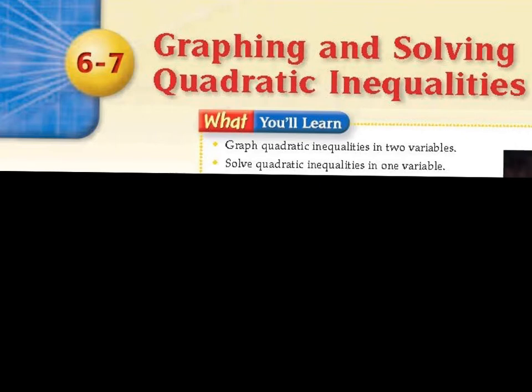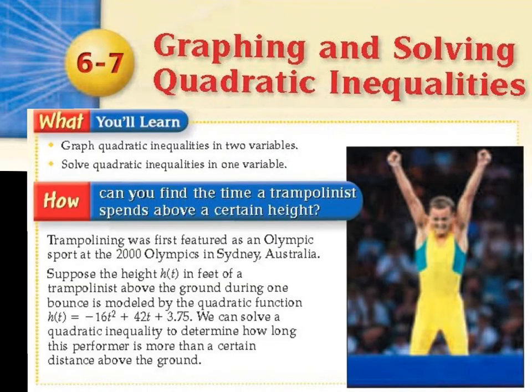In this lesson, you'll learn to graph quadratic inequalities in two variables and solve quadratic inequalities in one variable. How can you find the time a trampolinist spends above a certain height? Trampolining was first featured as an Olympic sport at the 2000 Olympics in Sydney, Australia.